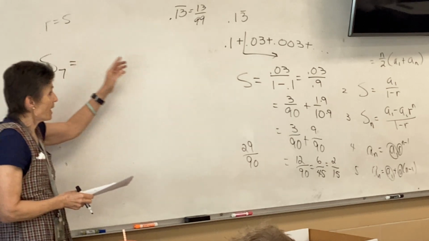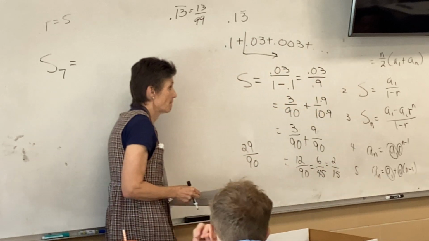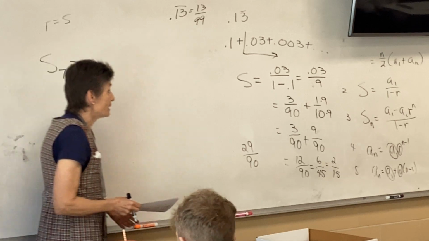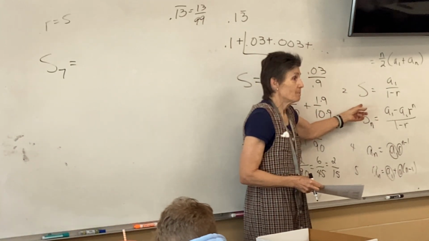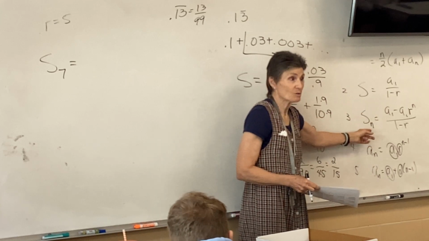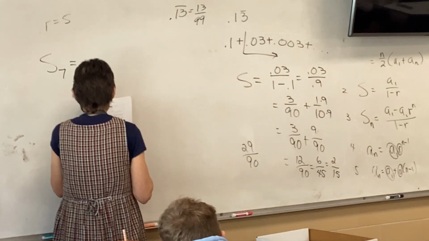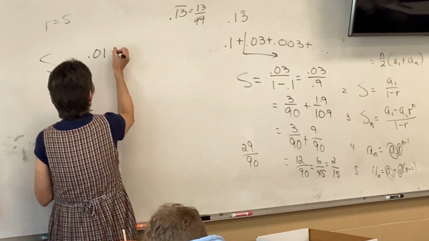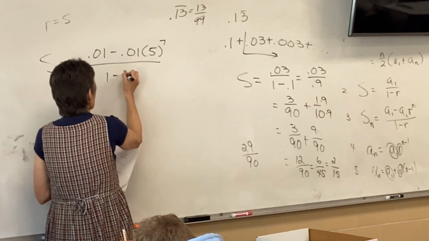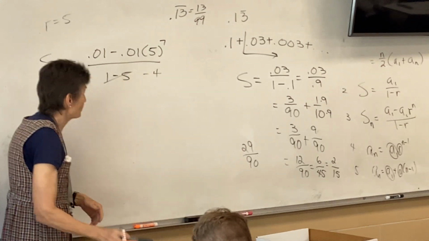The ratio is 5. Which formula is gonna work for this problem? Not 2, because that's an infinite formula. I want S sub 7. So S sub 7 is the first term, 0.01, minus 0.01 times 5 to the 7th over 1 minus 5. That's negative 4, so we'll take care of that first.